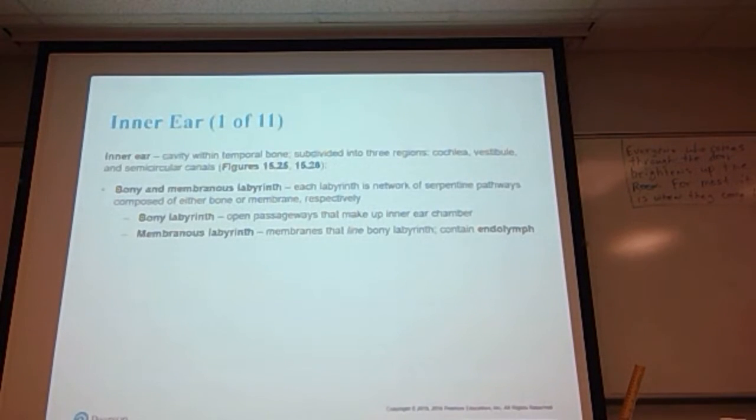The inner ear is the cavity within the temporal bone, subdivided into 3 regions. You have the cochlea, the vestibule, and the semicircular canals.